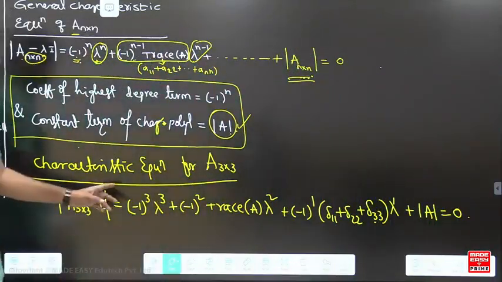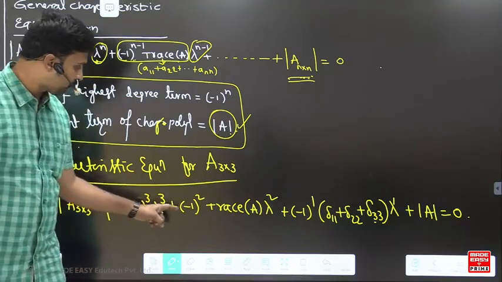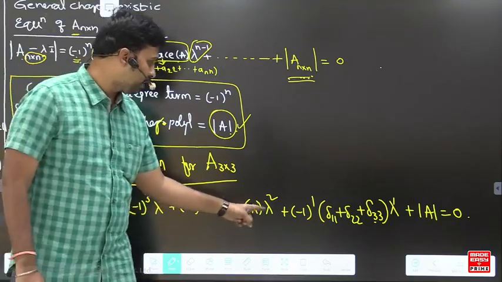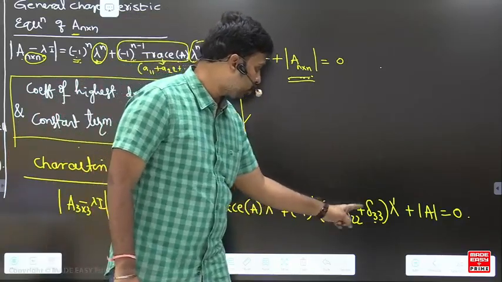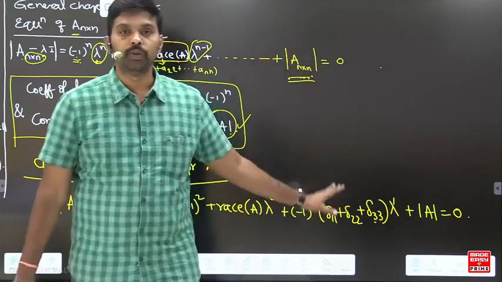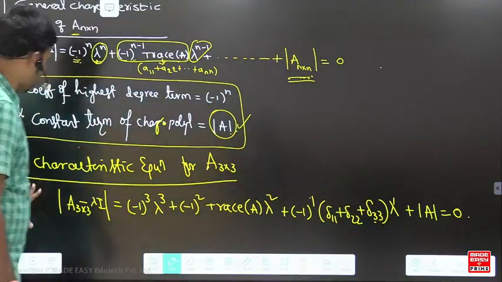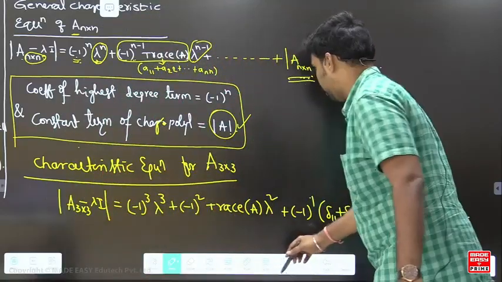Now please take down this for A 3 by 3. So minus 1 whole power 3 lambda cube plus minus 1 whole square trace of A into lambda square plus minus 1 whole power 1 into delta 11 plus delta 22 plus delta 33 into lambda power 1 plus mod A is equal to 0. So this is the characteristic equation for a 3 by 3 matrix.